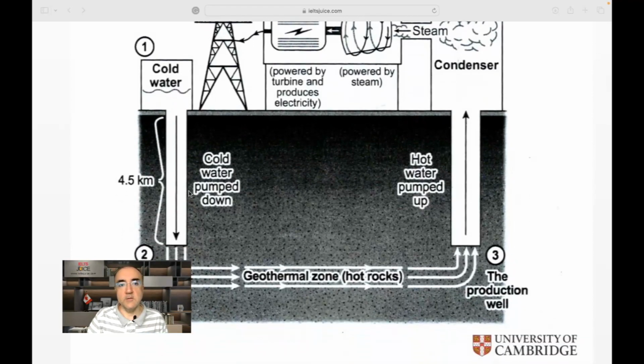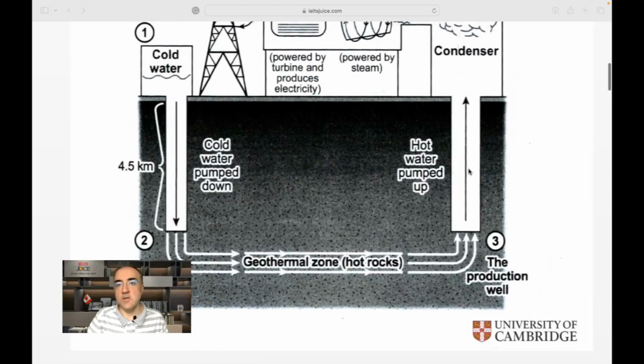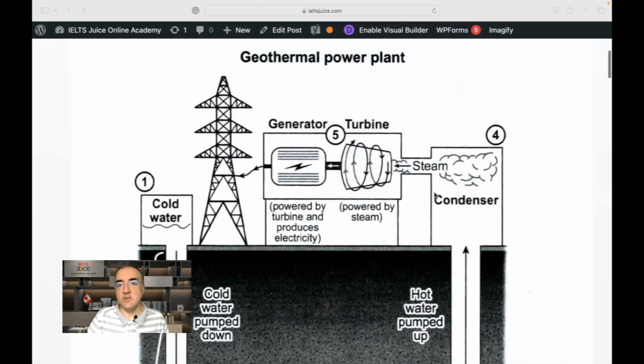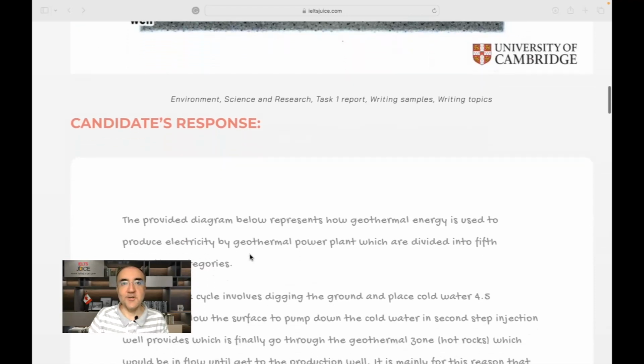So we have cold water, it goes down, then there's this called a well, then there is the geothermal zone that the cold water goes through and then comes up from this side. It's called the production well. It's pumped up, there's a condenser, the steam will go through the turbine, and the turbine will power the generator, and the generator will generate electricity, which is transmitted by these pylons. Good. Let's see what the report has to offer.